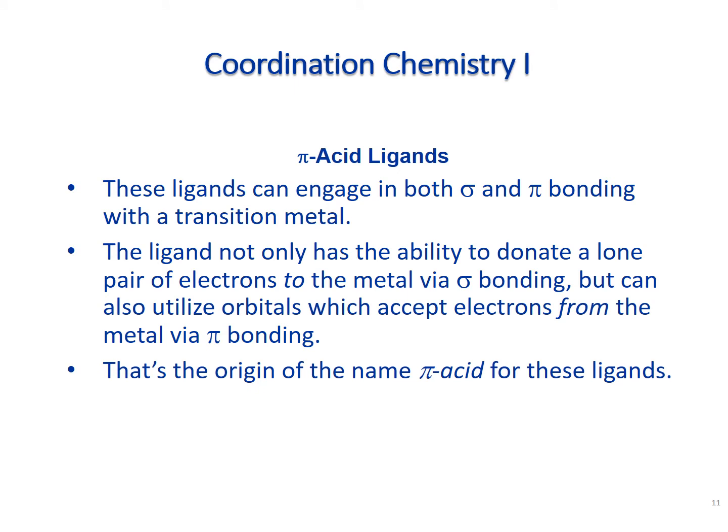This is the origin of the name, the pi acid. It's because of that pi bonding from that metal center that allows these ligands to undergo bonding. Like I said, it'll be discussed in much more detail later. So anytime we talk more about molecular orbital theory or organometallic chemistry, that's when we talk about these pi acid ligands in a little bit more depth.